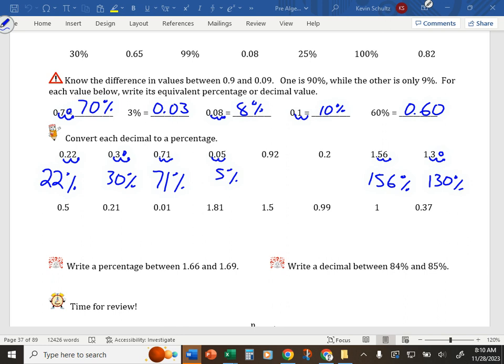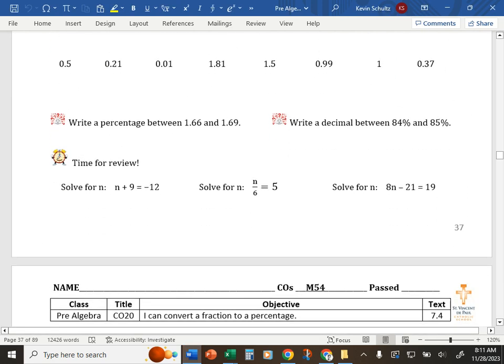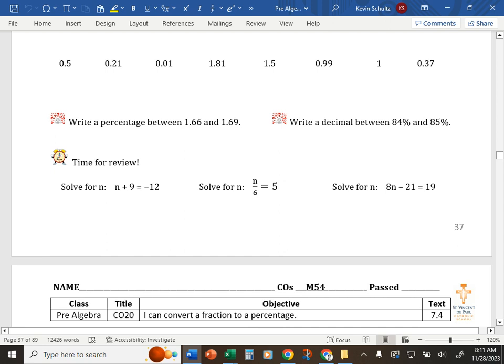Don't overthink it really, but that relationship between 100, as Matilda and James said, and decimals is very, very real. Because essentially when you move a decimal over to the right 2 spots, you're multiplying it by 100. The rest of this is going to be homework for tomorrow, but let's look at the brain buster here. Write a percentage between 1.66 and 1.69.